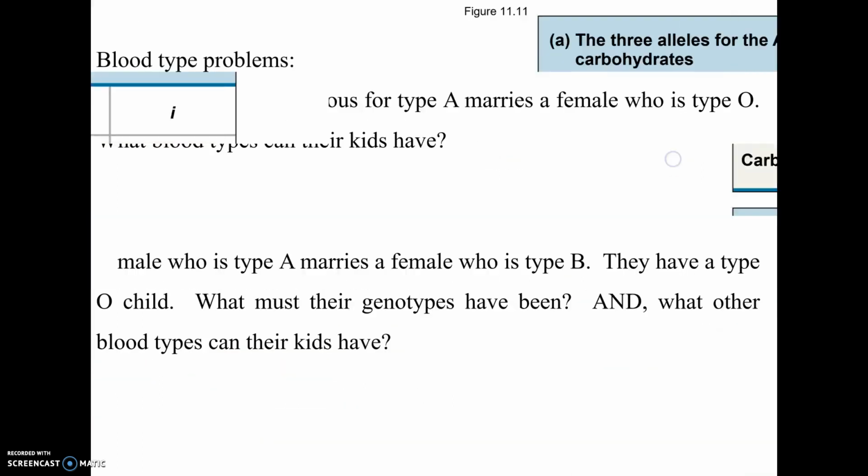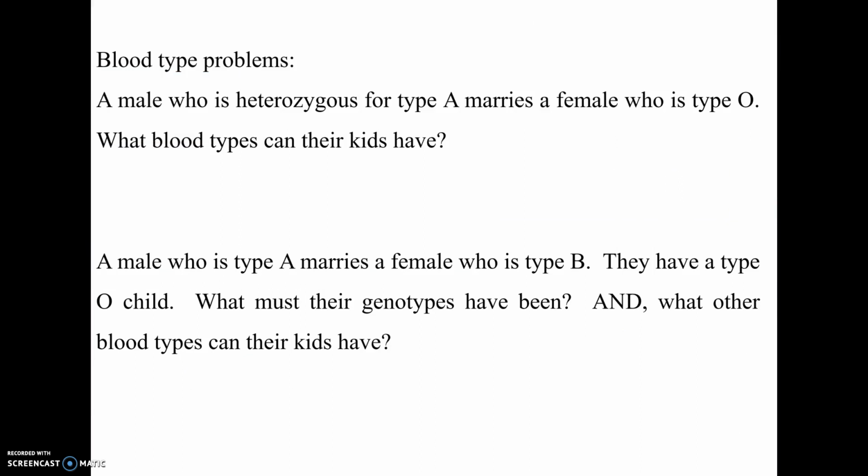This is just a picture of the blood types. So here's two practice problems. Let's do the first one together.